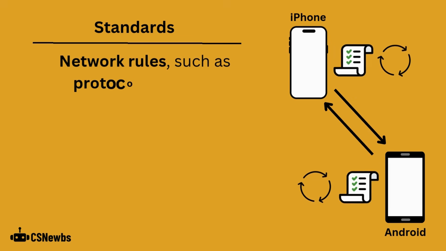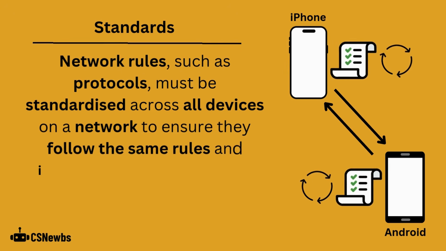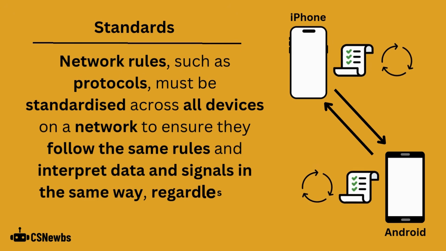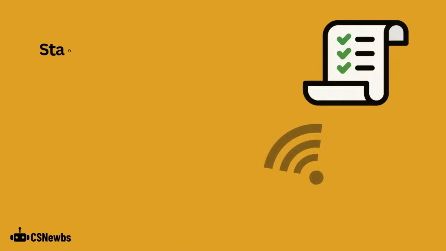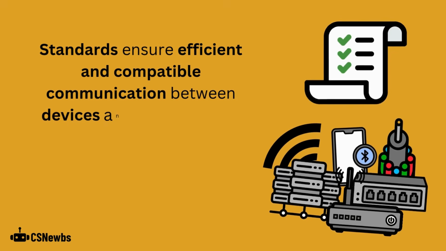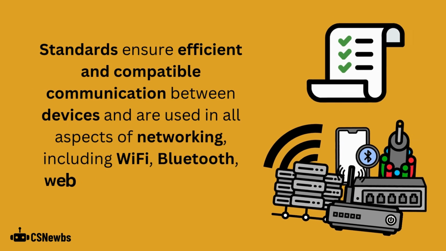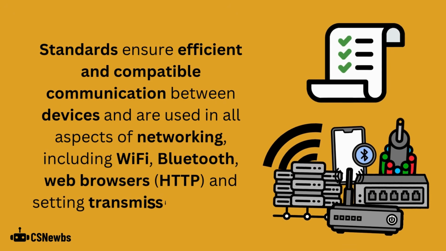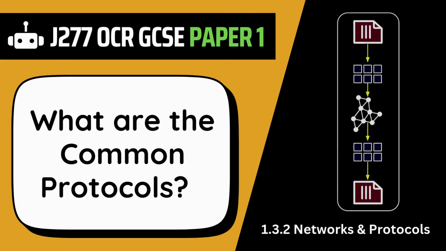Network rules such as protocols must be standardized across all devices on a network to ensure they follow the same rules and interpret data and signals in the same way, regardless of the manufacturer. Standards ensure efficient and compatible communication between devices and are used in all areas of networking, including Wi-Fi, Bluetooth, web browsers, and setting transmission speeds, although you do not need to know any individual standards.